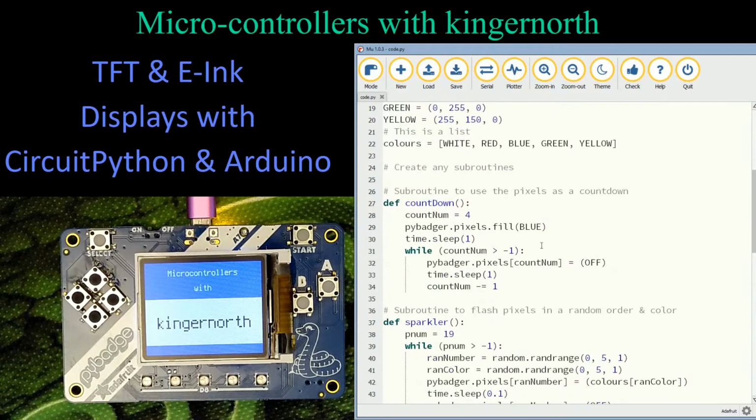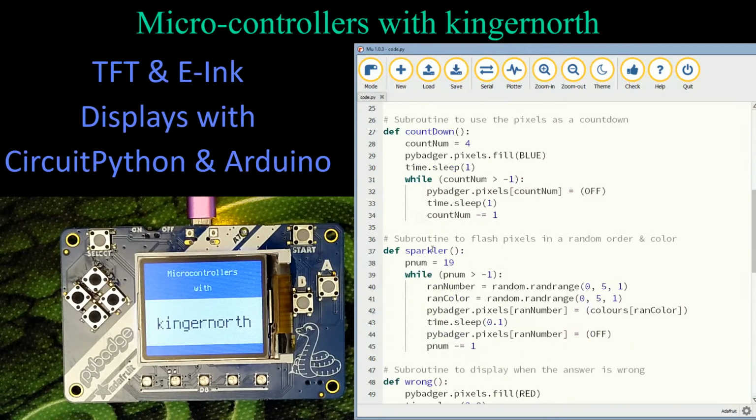Really handy. Now I've created some subroutines, and I've created subroutines for that countdown at the beginning with the blue lights. So I started out with all blue fill, and then I subtracted 1 from the count, and I went down until I got down to 0, and basically when I got to the end of that, countdown was done.